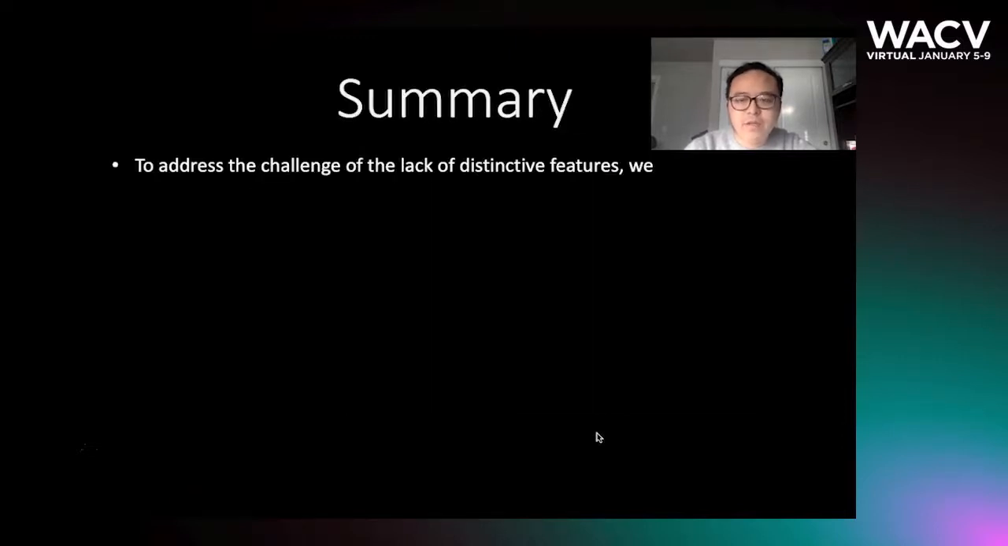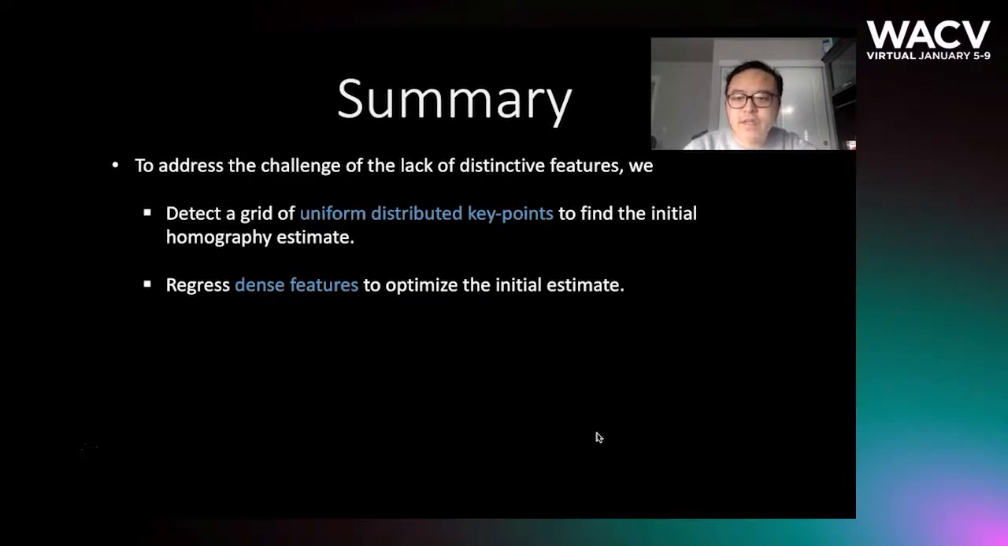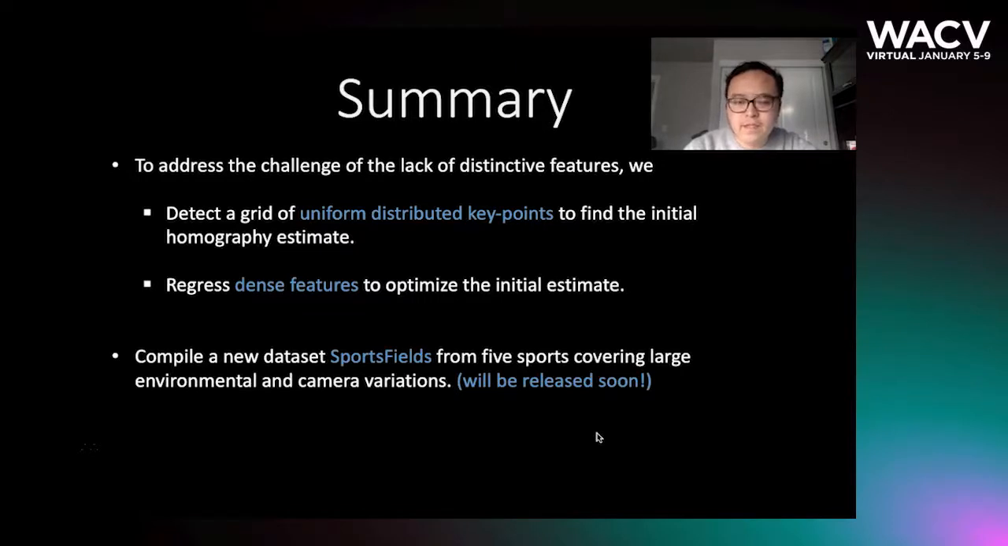So in summary, we address the challenge of the lack of distinctive features by first detecting a grid of uniformly distributed key points to find the initial estimate. Then we regress dense features to optimize this initial estimate. And in order to have a comprehensive evaluation, we compiled a new dataset called SportsField to cover 5 sports with large environments and camera variations.